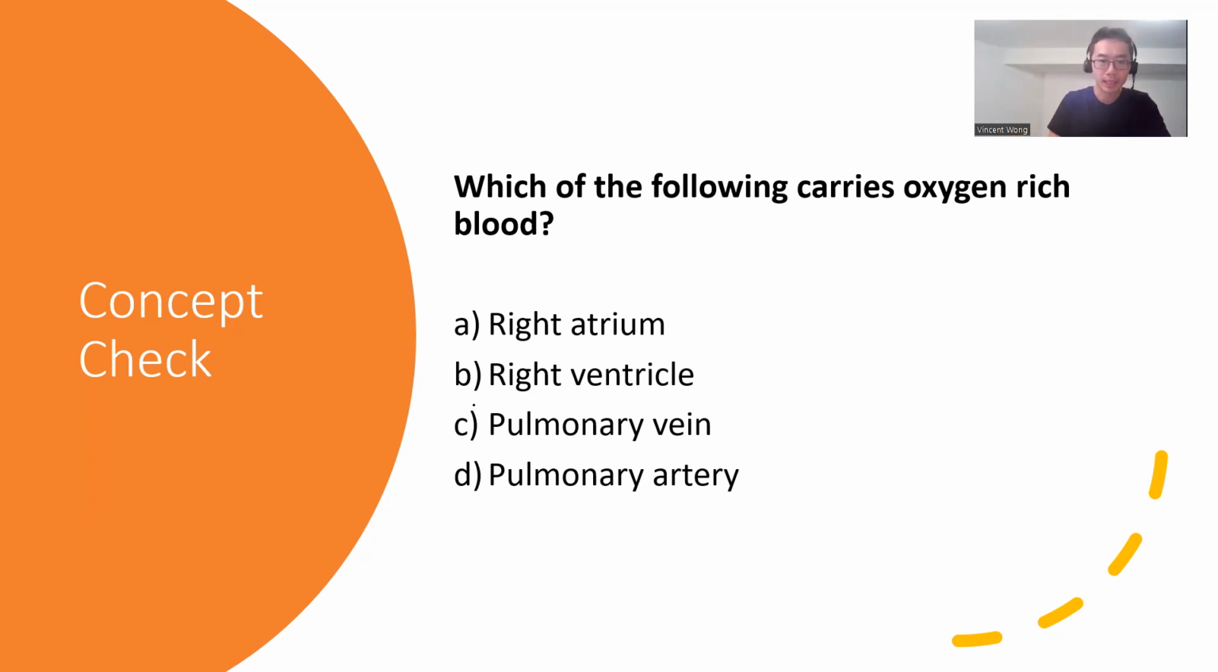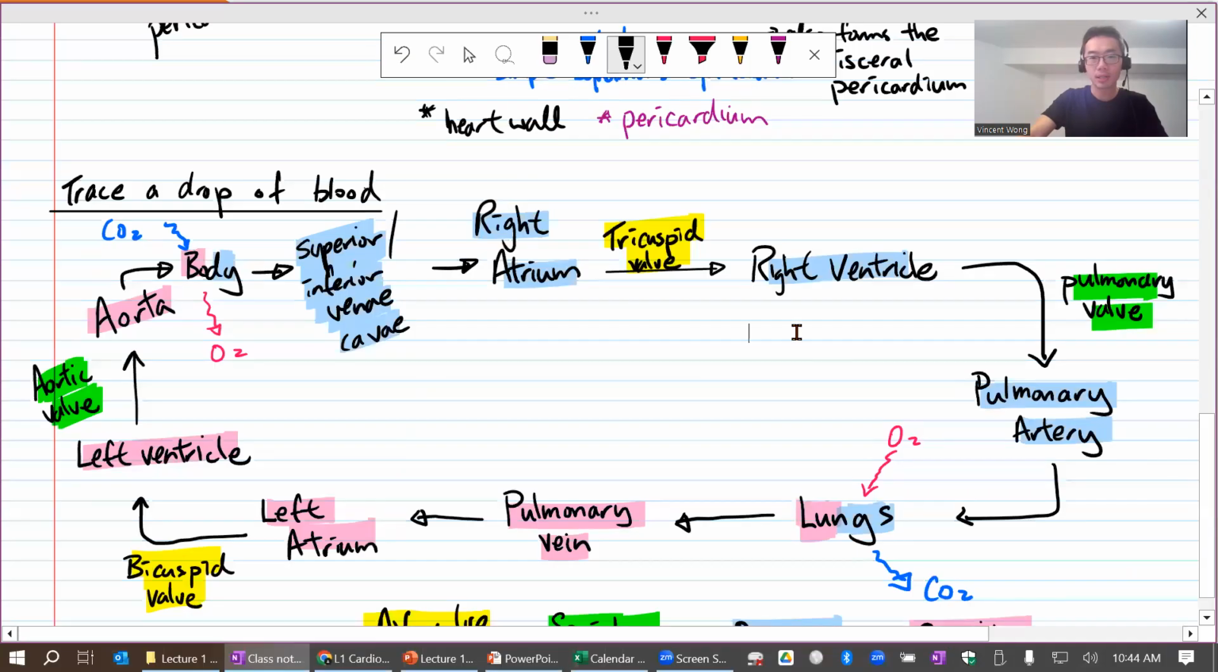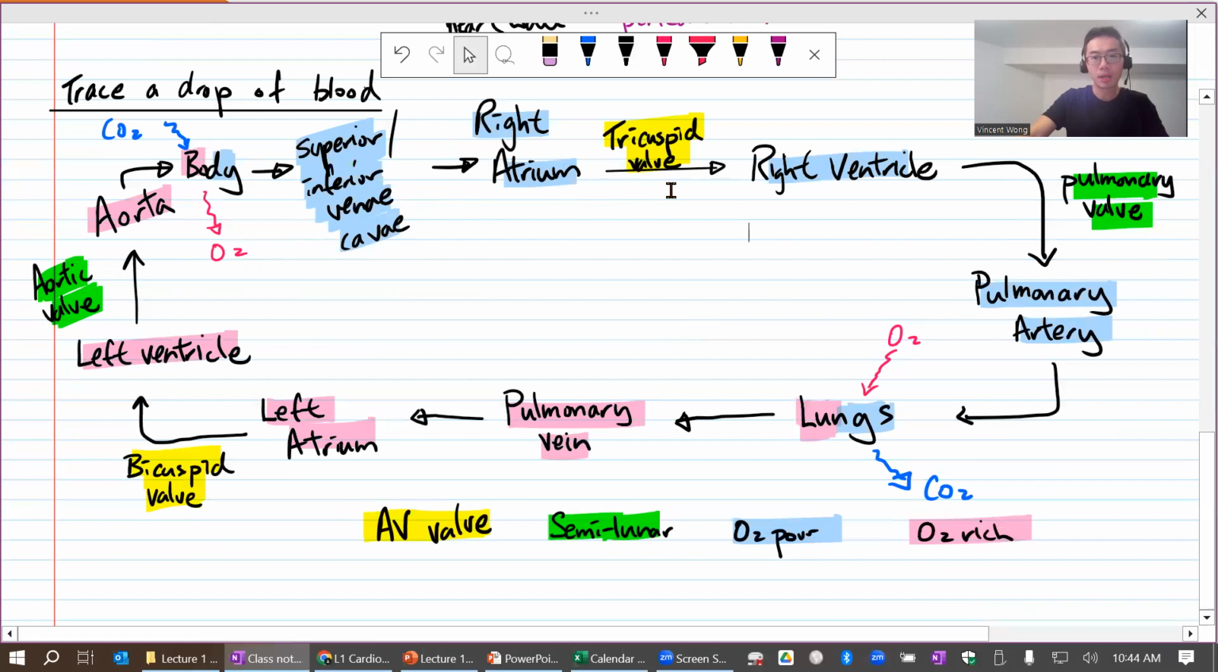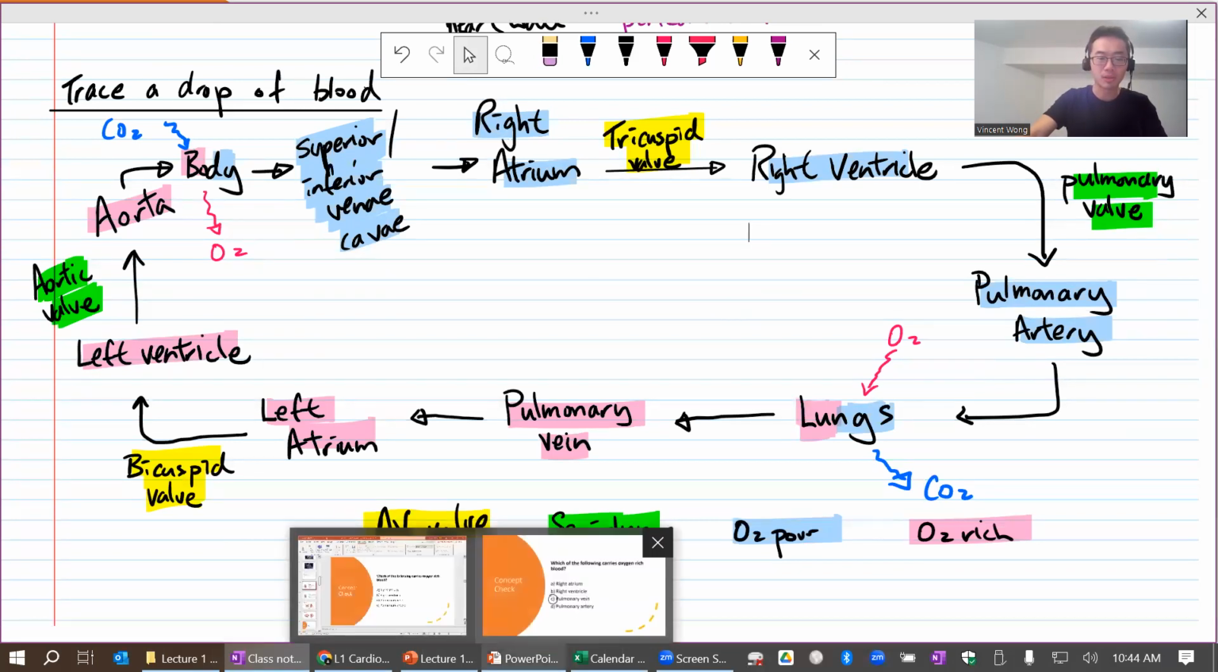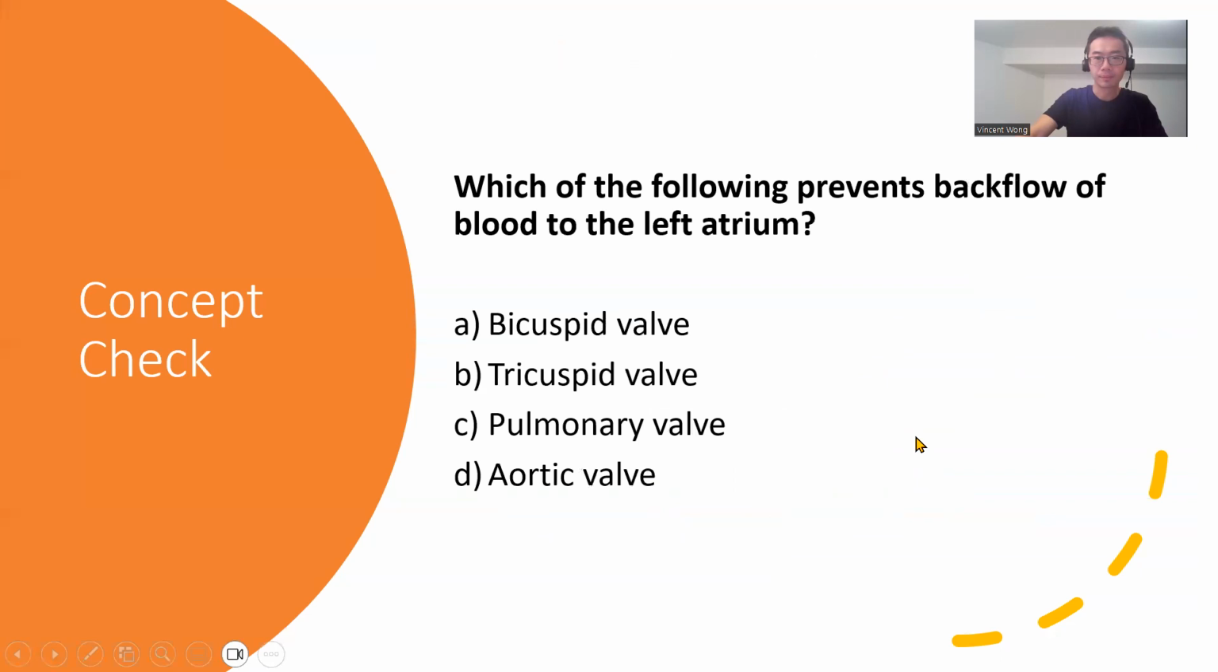And the correct answer is pulmonary vein. Pulmonary vein, it's just coming back from the lungs, so of course it's going to be rich in oxygen. Again, just take a look at all the structures. Anything that's colored blue is oxygen poor. Anything that's pink is oxygen rich. That's why I said this diagram is important. It will help you answer some of these questions. Another question.